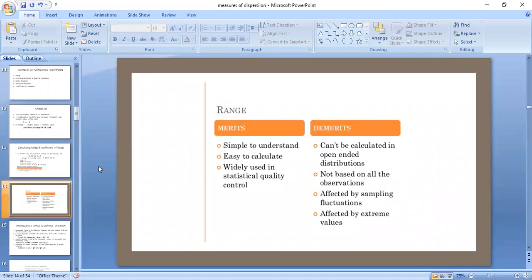Now the merits and demerits of range. Its merits are: it is simple to understand, easy to calculate, and it is widely used in statistical quality control. While the demerits are: it cannot be calculated in open-ended distributions. The open-ended distributions are those where in the last or the smallest class of the data, we can see that in some data sets it is written as more than 50 or more than or equal to 50 years. This type of data is an open-ended distribution. It is also not based on all observations, and it is affected by extreme fluctuations.